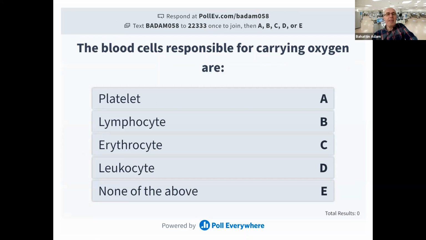Okay. The blood cells responsible for carrying oxygen are... it is really easy. You have to know that. Which cells carry oxygen in our body?